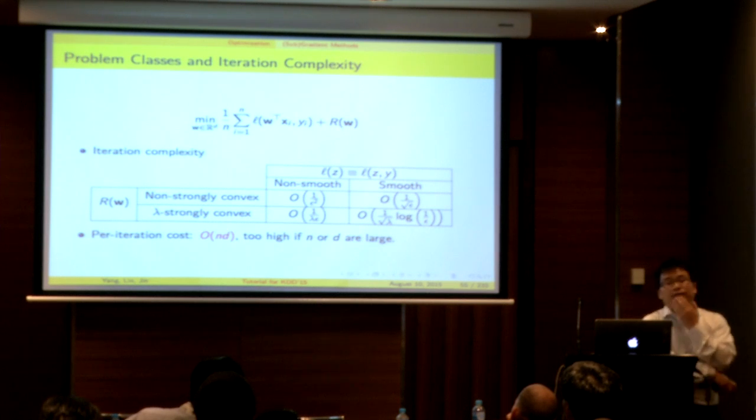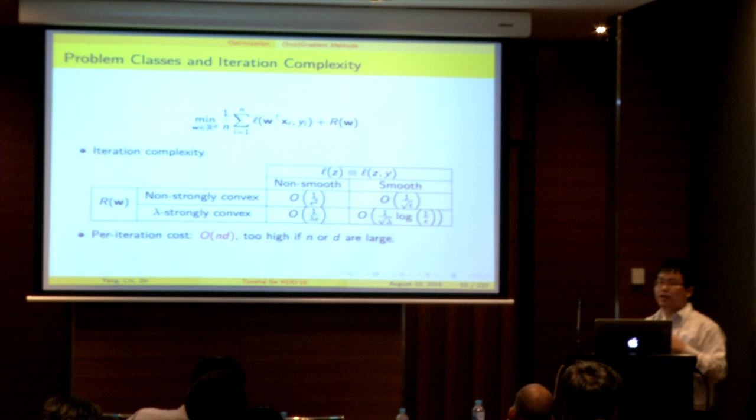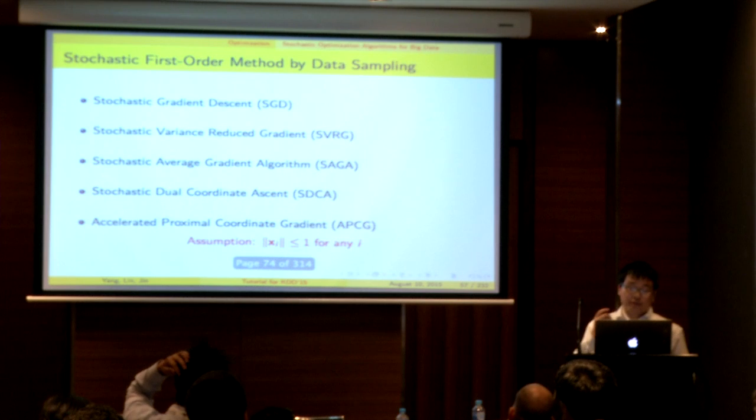Now, what's the problem that keeps people from using deterministic methods? Of course, it's the scalability issue. Because deterministic methods require you to use every feature of every data point during each iteration. That's too much if either the data size or the dimension is huge, right? That's why we need to introduce stochastic methods.